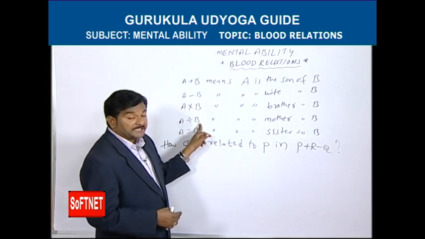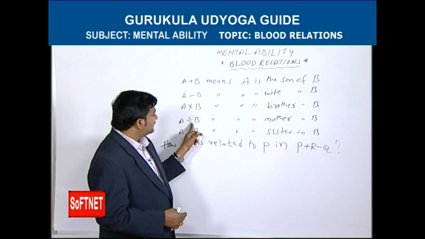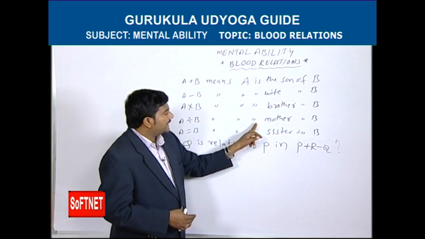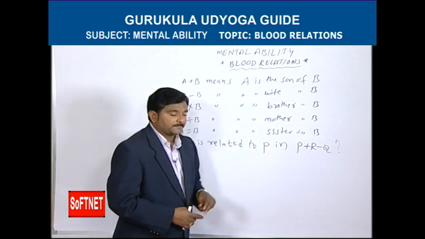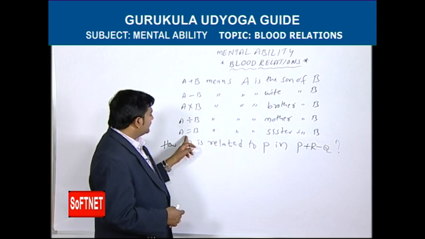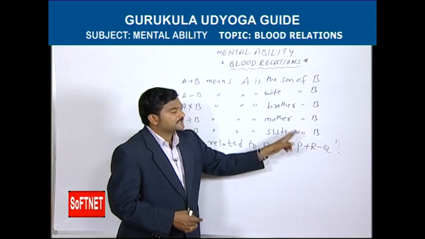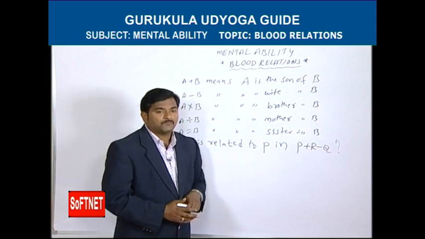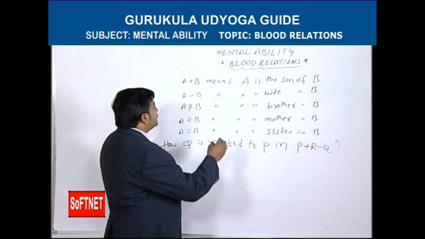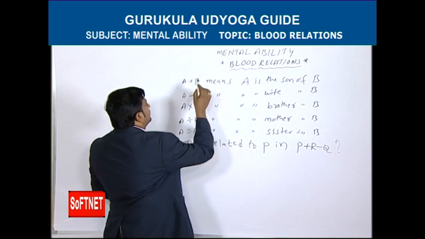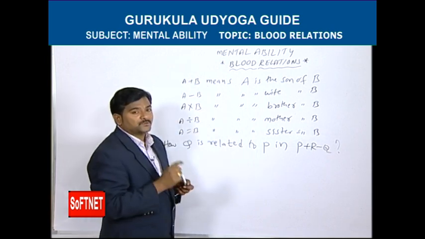A divided by B means A is the mother of B. And finally, A equal to B means A is the sister of B. Here what you need to focus on is, you can ignore this A, B and all. Just focus on the notations.